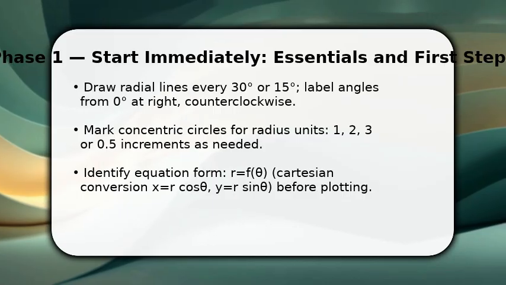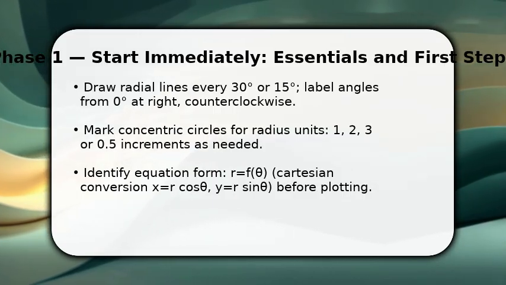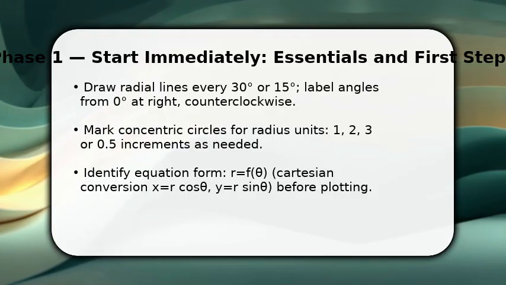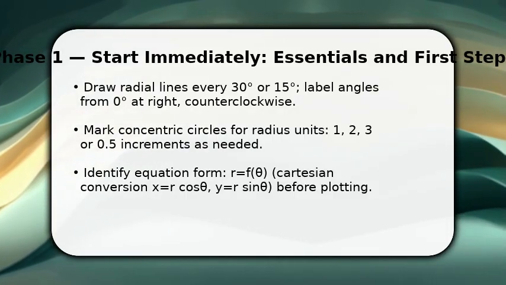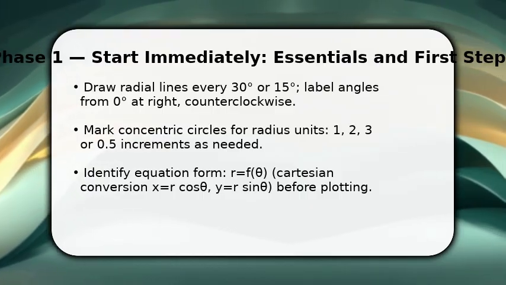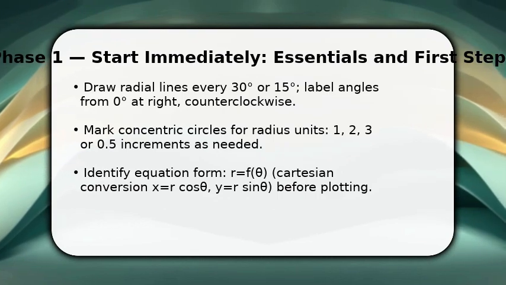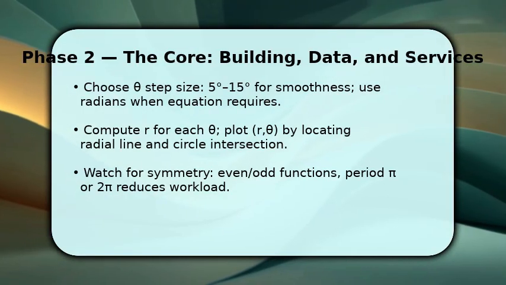Then inspect your equation, write it as r equals f of theta, or note if it's theta equals g of r. This tells you whether to sweep angles or vary radii. Once done, pick an initial theta, compute r, plot the point, and continue with regular step size. Now you execute the plotting loop.